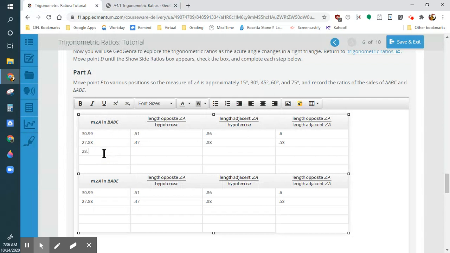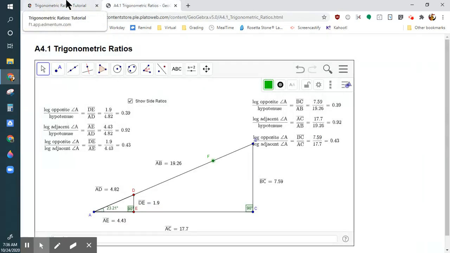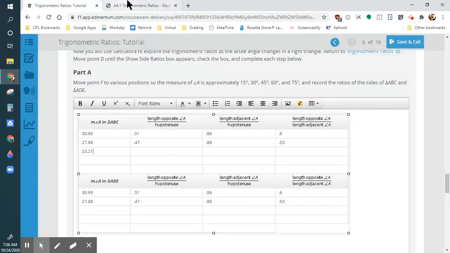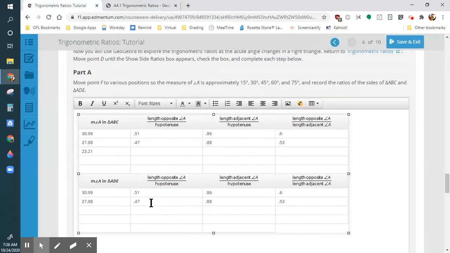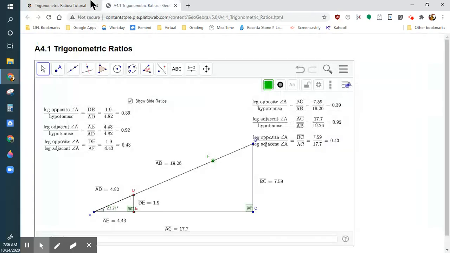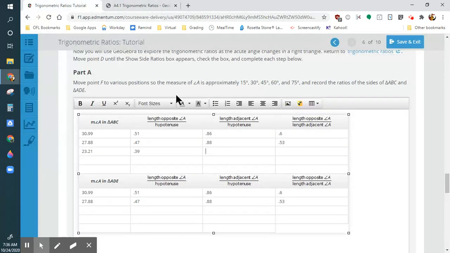23.22, so I'm going to do 23.22 or 21. I always say the wrong number. All right, we're going to do that. And then 0.39, oops, 0.39, 0.92, 0.43.